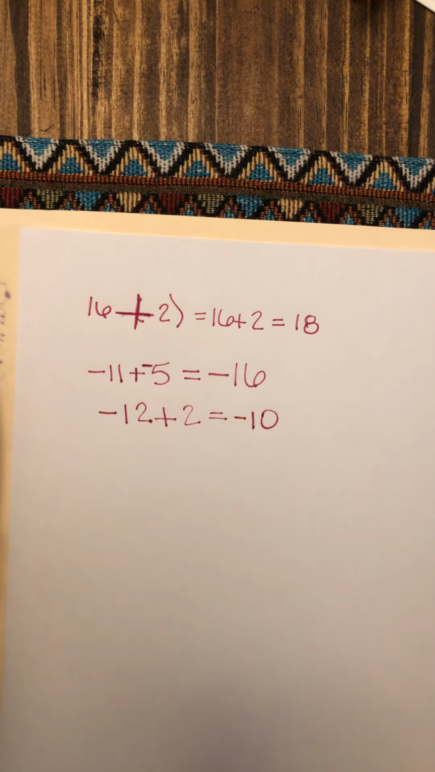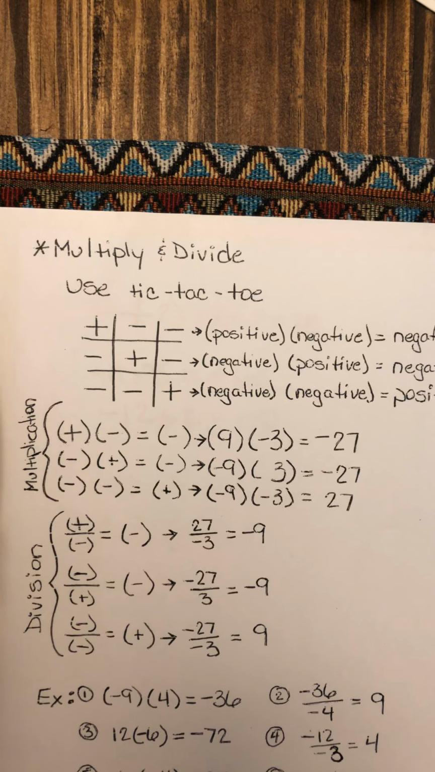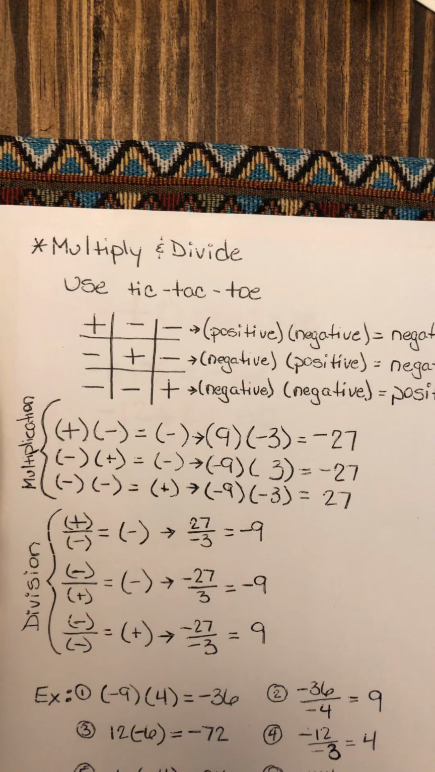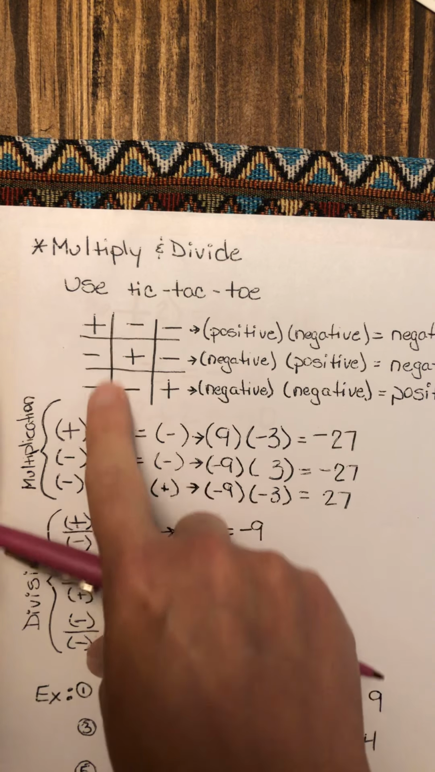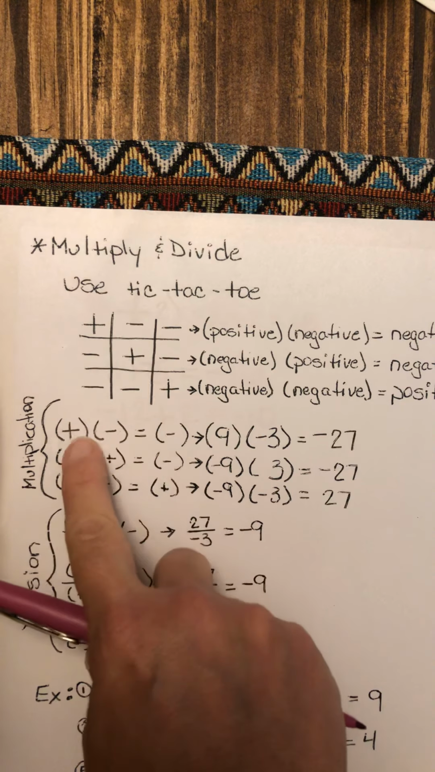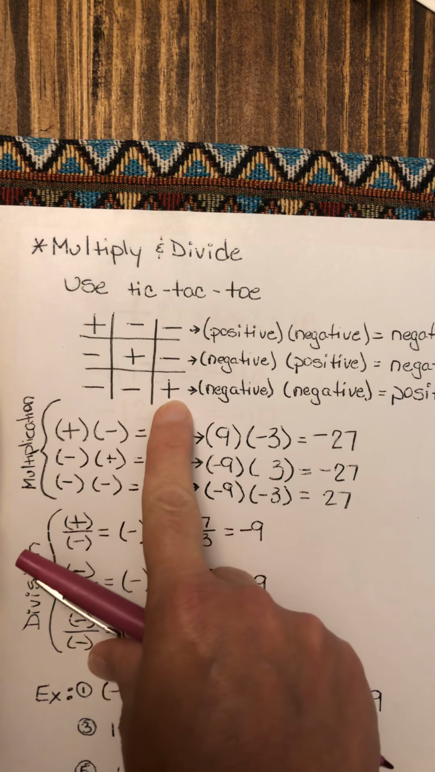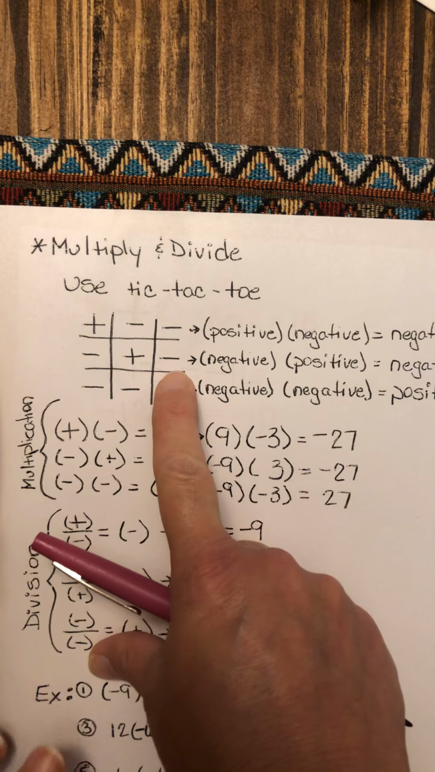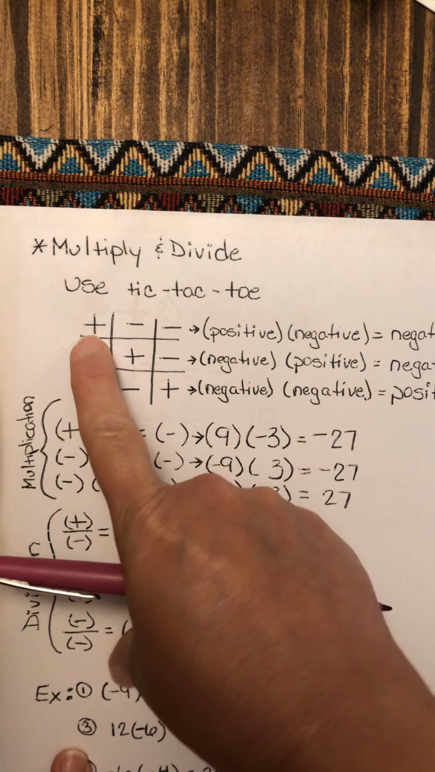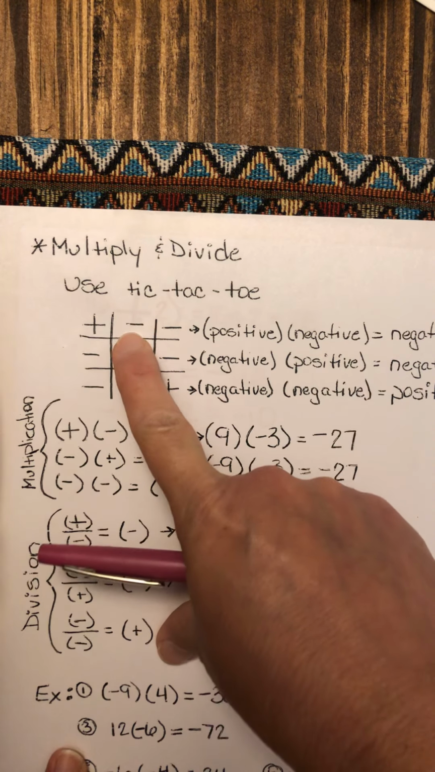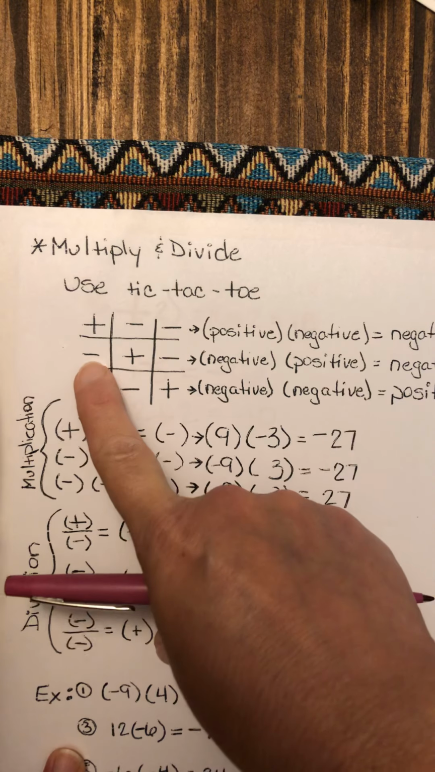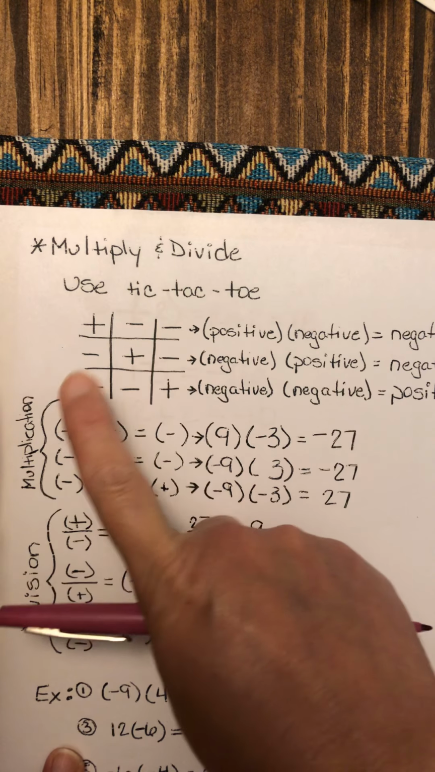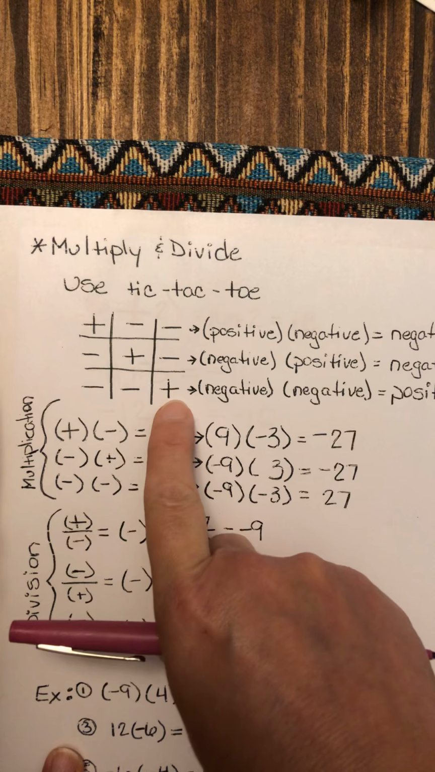So now let's go to multiplying and dividing. To multiply and divide integers, we use our tic-tac-toe. You draw your tic-tac-toe, you place your positives on your angle, and fill everything else in with negatives. So when I go here, a positive times a negative is a negative. Negative times a positive is a negative. Negative times a negative is a positive.